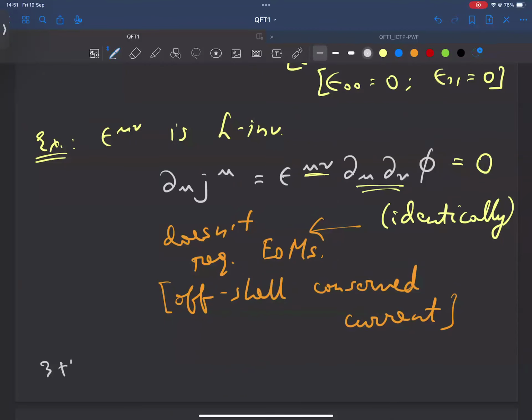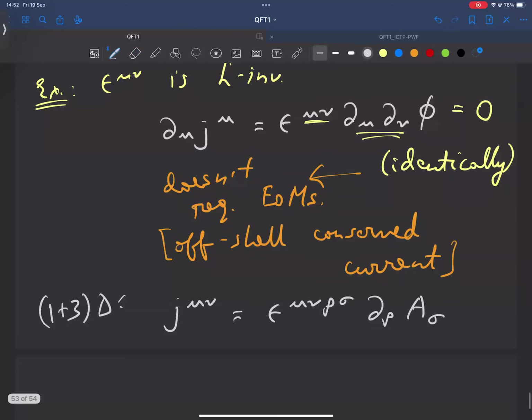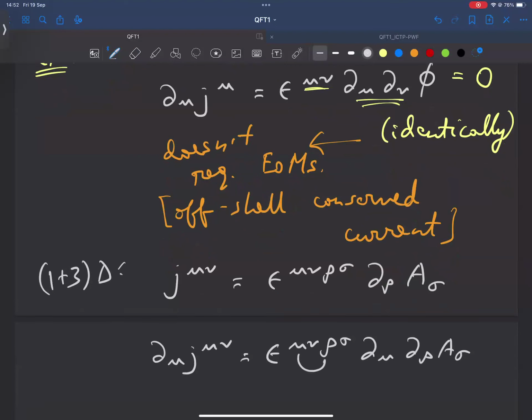Now let's look at 3 plus 1 dimensions, sorry, in my convention it's 1 plus 3. There you can define a current like this. Now you will have the 4-dimensional Levi-Civita symbol, and let's generalize to vector fields. Let A sigma be a 4-vector field. Again, this quantity is conserved, right? If you do del mu j mu nu, you get epsilon mu nu rho sigma, del mu del rho A sigma, and mu and rho are antisymmetric here and symmetric here, so that's 0.